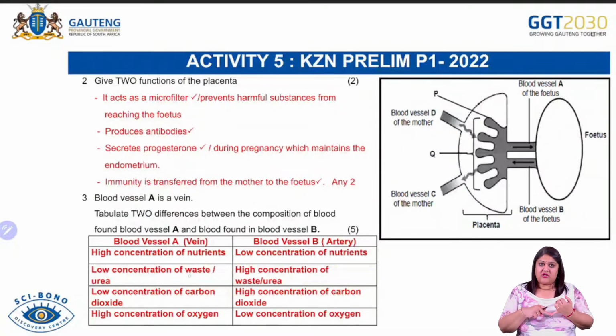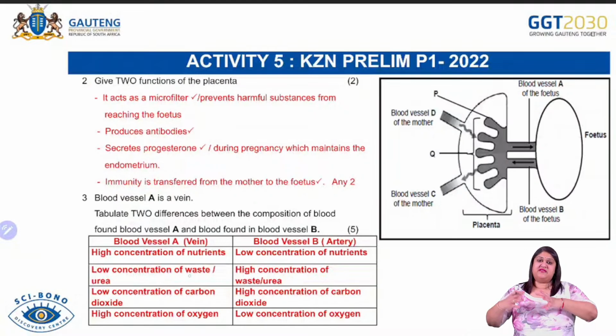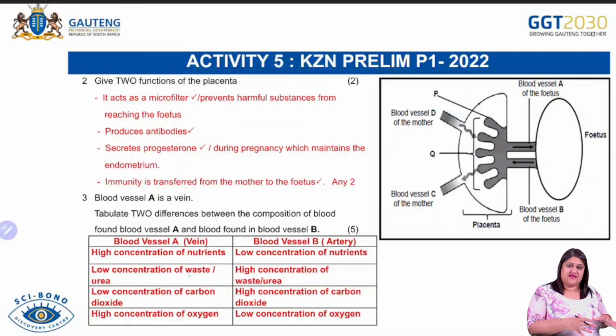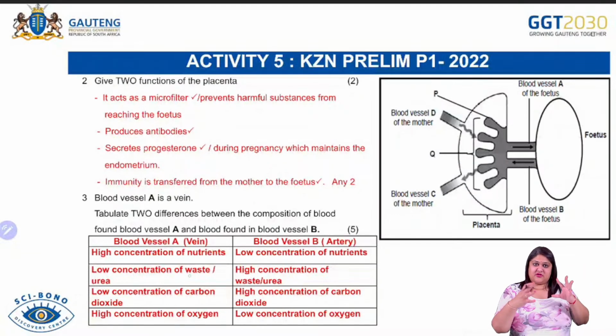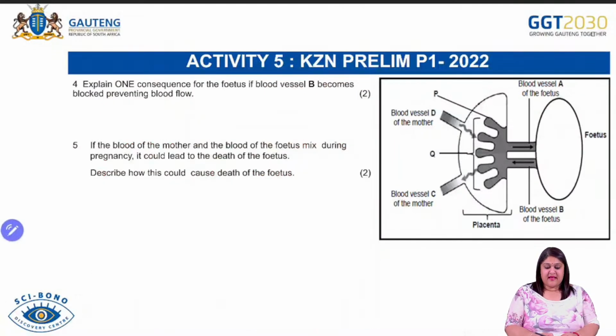Now the artery will have the opposite. It will have a low concentration of nutrients, low concentration of oxygen, and high urea and high carbon dioxide, because these are the things that are coming from the fetus to the placenta. That is going to be held in that placenta now for the period of gestation.